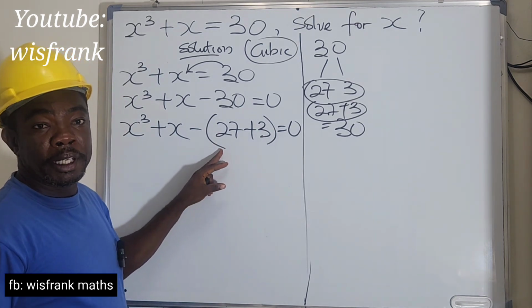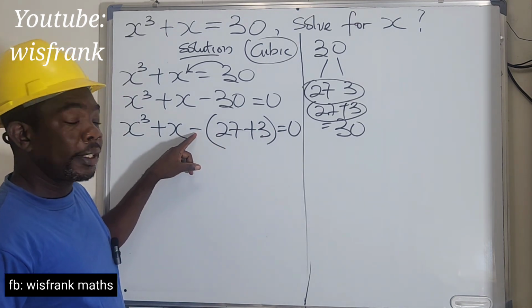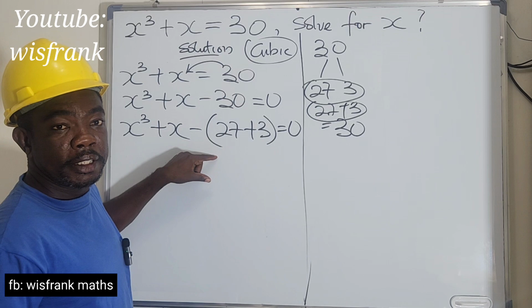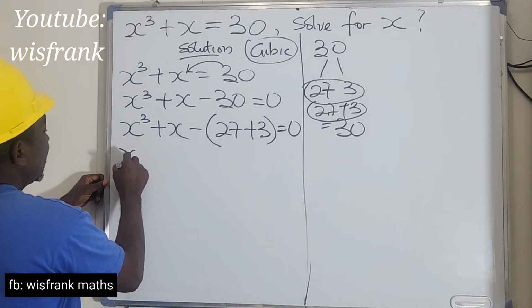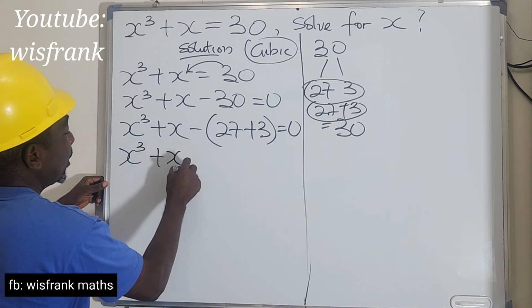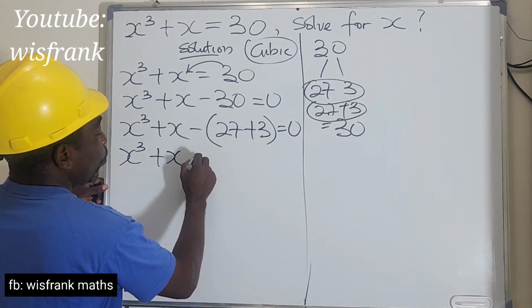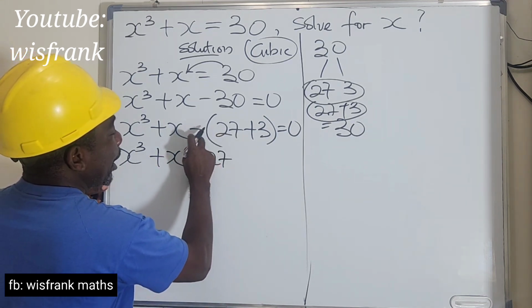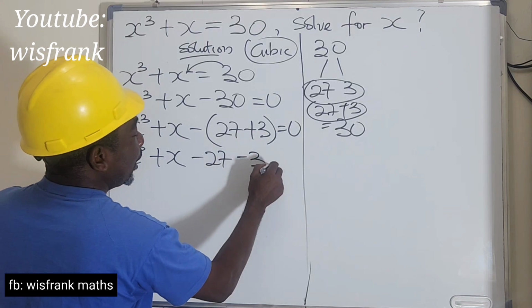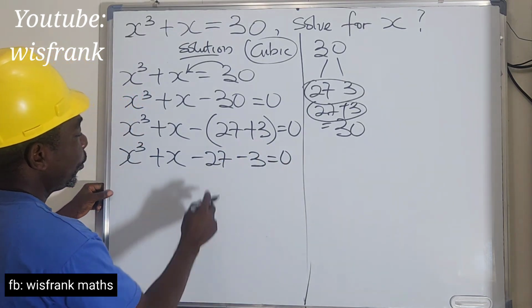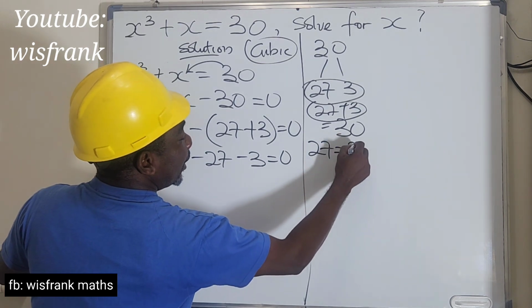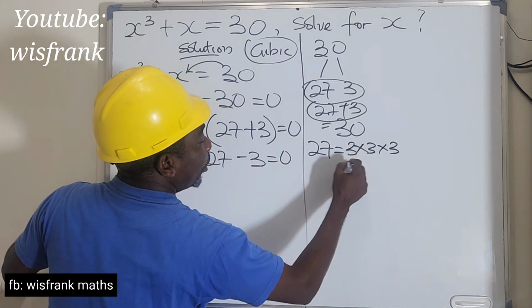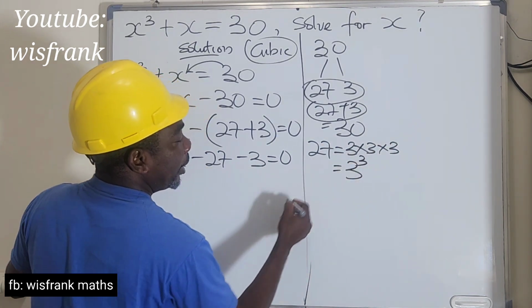Take note of the parentheses. This negative sign affects the whole of the parentheses. When we expand, it's going to be this way: x raised to the power of 3 plus x, minus times this will give you minus 27, then minus times 3 will give you minus 3 equals 0. So in this case, 27 is the same thing as 3 times 3 times 3, which is equal to 3 raised to the power of 3.